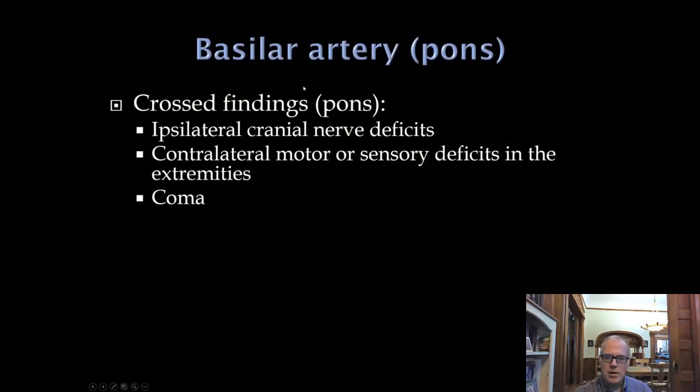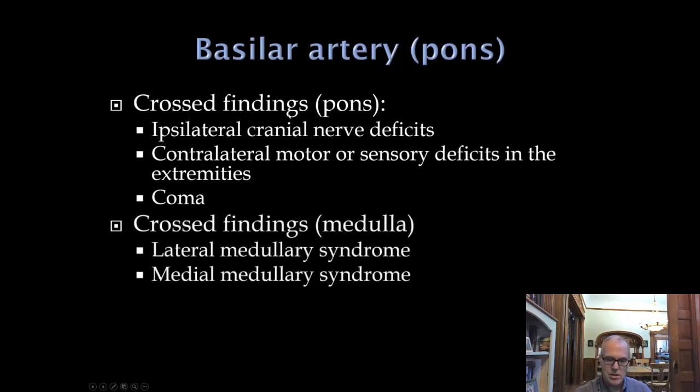So our rule of thumb for any brainstem syndrome is that we have crossed findings. All right, we saw that actually with both lateral and medial medullary syndrome. And crossed findings mean we have an ipsilateral cranial nerve deficit and a contralateral motor or sensory deficit. So for medial medullary syndrome, it was an ipsilateral hypoglossal nucleus lesion, but the involvement of the corticospinal tract and medial lemniscus gave a contralateral motor and sensory symptom.